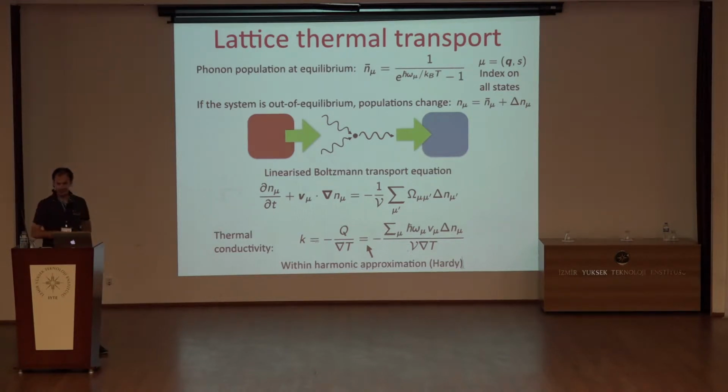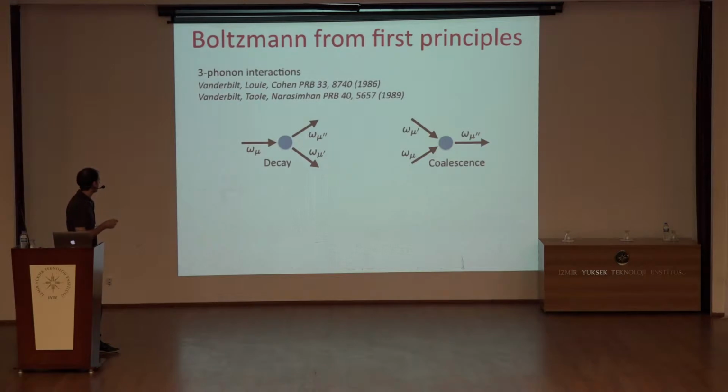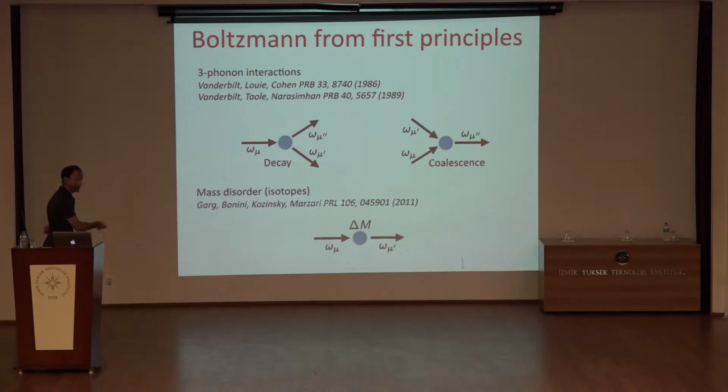Boltzmann transport equation. Quickly recalling that in my results I will be using three-phonon scattering rates, so I will include the presence of decay and coalescence at third order in perturbation theory in terms of phonons. I will also include the effect of isotopes. The presence of isotopes means there are mass defects, so deviations from the perfect crystal, which will induce some scattering.